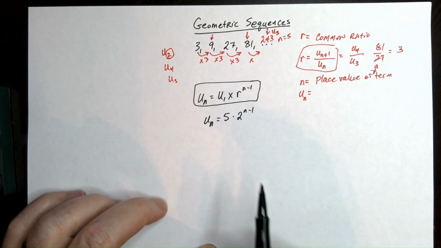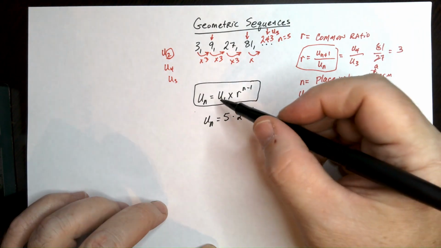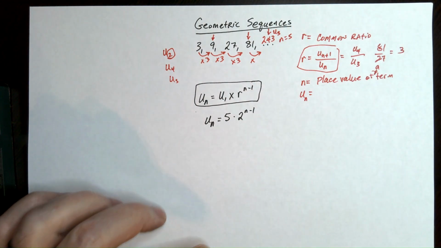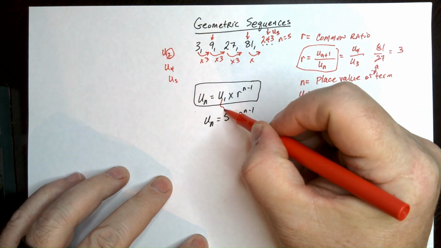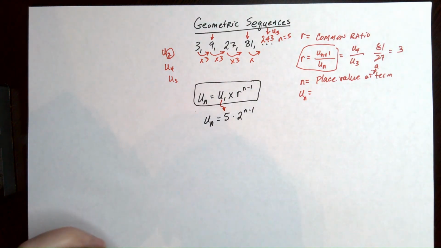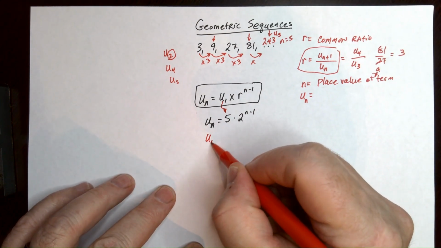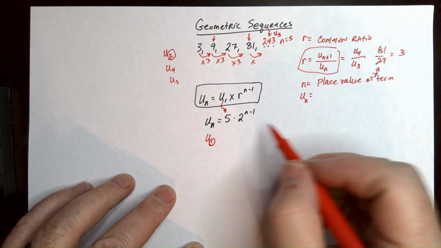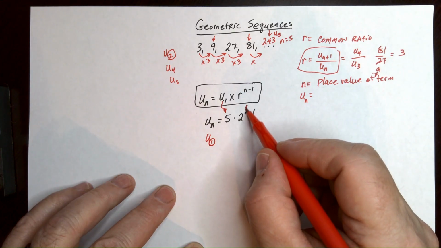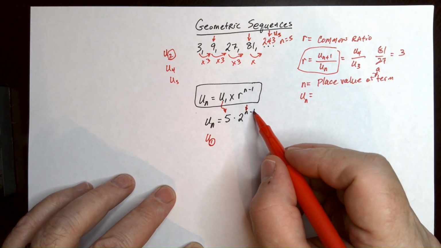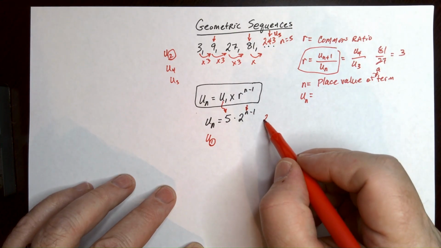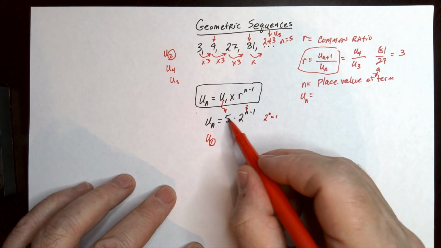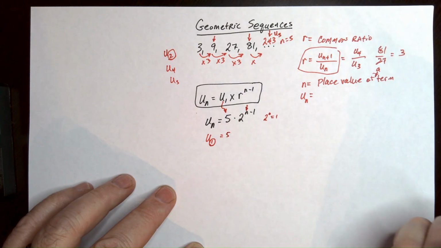Now, it might not be obvious to you, but u1 is actually going to be 5, right? And the reason it's going to be 5 is because if you're talking about u1, well, that means n is equal to 1. And if I put 1 right there, 1 minus 1 is 0, 2 to the power of 0 is equal to 1, and 1 times 5 is 5. You see how that works?